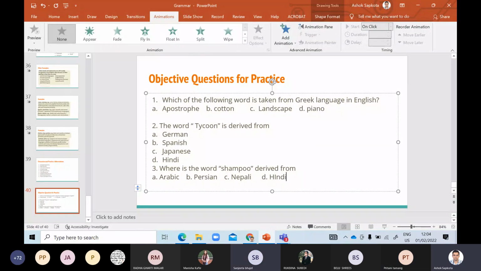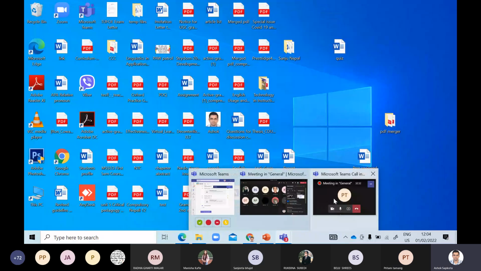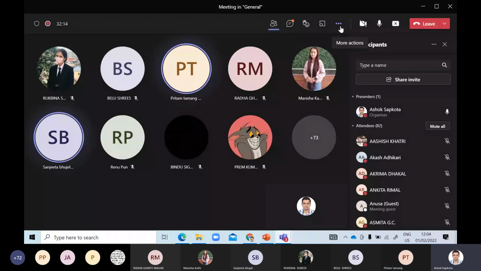Which word is Hindi? Hindi? Great. Look at the ideas. The correct answer is Hindi. The correct answer for the earlier one is Japanese. And the correct answer is apostrophe, which I have made bold for your reference. Dear students, these are the major discussions that we need to know for word formation.